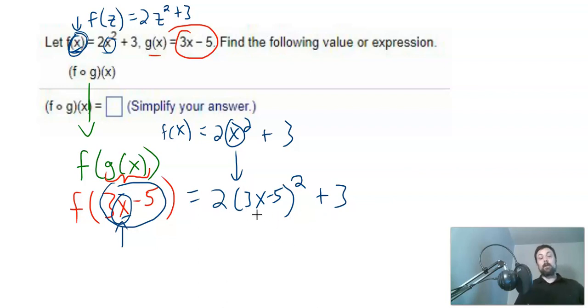This is the equation we're looking for, but I believe MathExcel will want you to multiply this out, since it says simplify your answer. So I think this is what they want us to do.